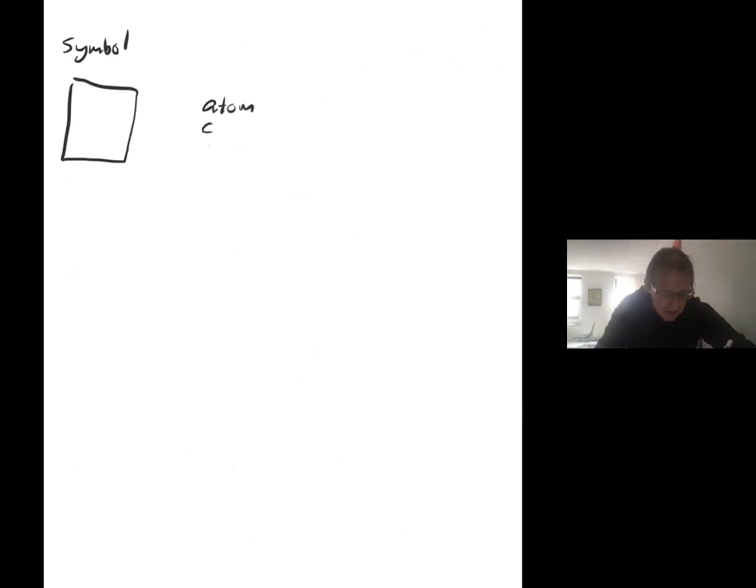Let's take a look at another example. So here's one. In this case, they don't give us the symbol, but they want the symbol. They don't tell us whether it's an atom, a cation, or an anion, so we don't know that either. But they do tell us the number of protons is 12, and the number of electrons is 10. So there's a certain amount of info you need.